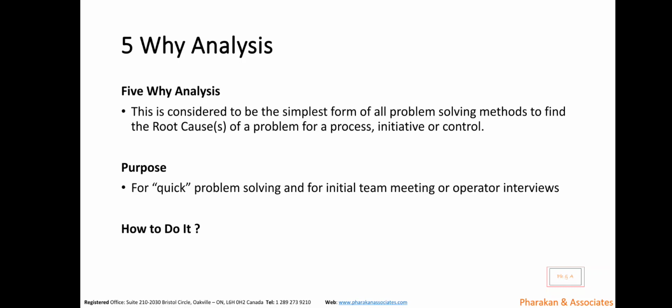The 5 why analysis is a root cause analysis approach that is applicable for very simple problem solving. Just like the name suggests, it's basically a solution where you keep asking why and challenging the answers that come forth. It is usually used for quick problem solving or some kind of initial brainstorming, or could also be used for interviews with process owners.